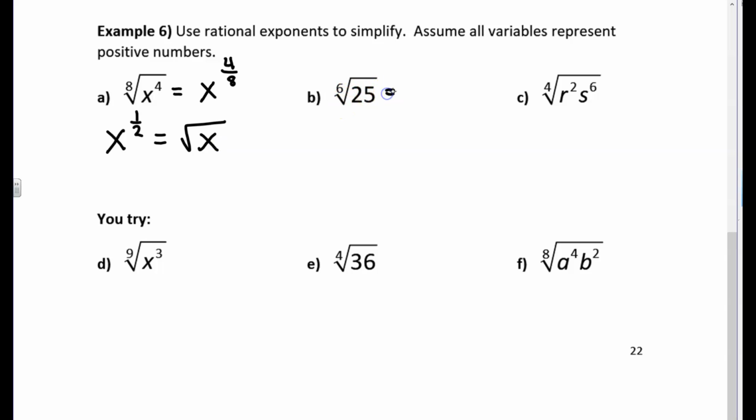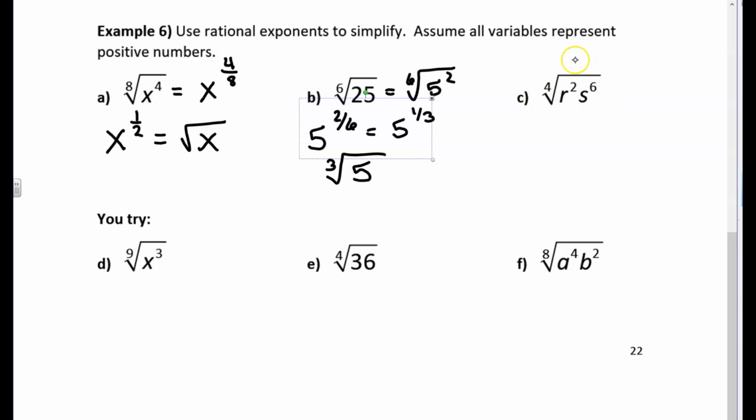Here, I'm going to rewrite the 25 as 5 squared, and then rewrite those as a fraction exponent. So I get 5 to the 2/6, which is really 5 to the 1/3, or the cube root of 5, ends up being my final answer.